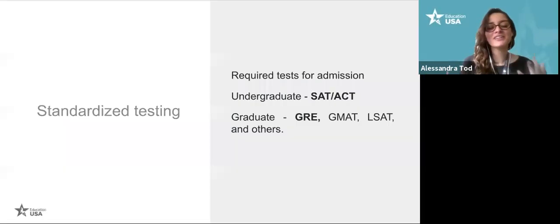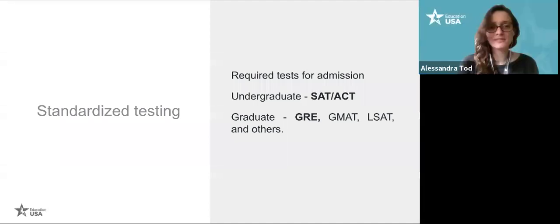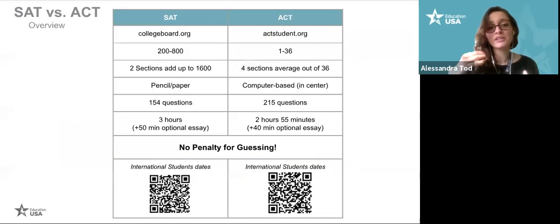Great. So when we're talking about applying to US universities, they require some standardized tests. You probably heard about English proficiency tests, but today we are talking about, for undergraduate level, the SATs and ACTs. And for graduate level, master's and doctorate, usually the GRE, and there are lots of other tests that you can find when you are researching. Next, we are going to see a little bit of an overview: what's different, what's similar between SATs and ACTs.